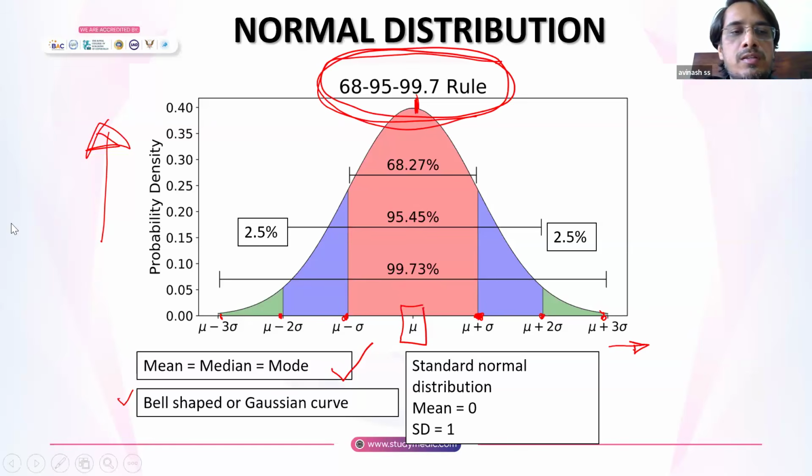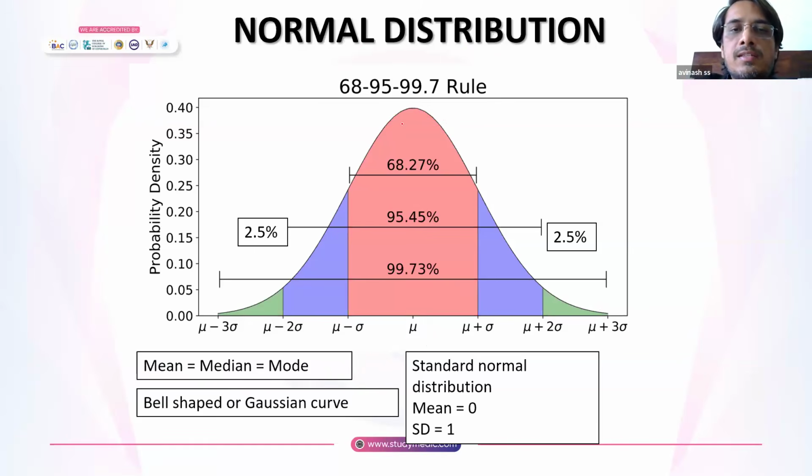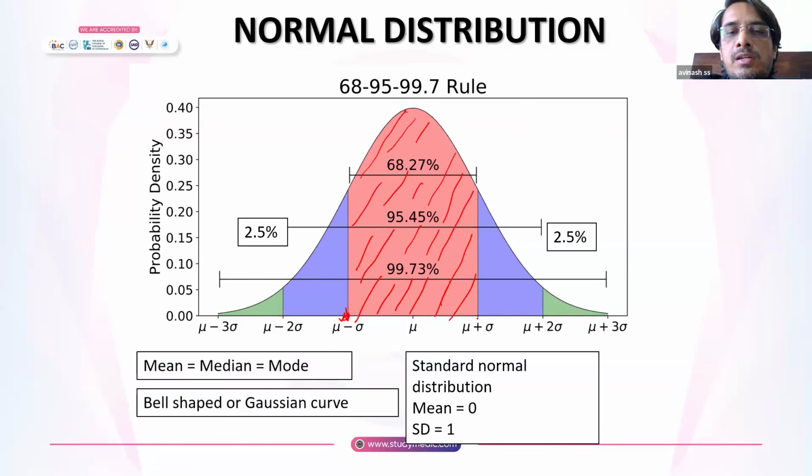So let us see what this 68, 95, 99 rule is. What does it say? 68% of the data will be between mean plus or minus 1 standard deviation. Whereas 95% of the data will be between mean plus or minus 2 standard deviations. Similarly, 99.7% of the data will be between mean plus or minus 3 standard deviations.